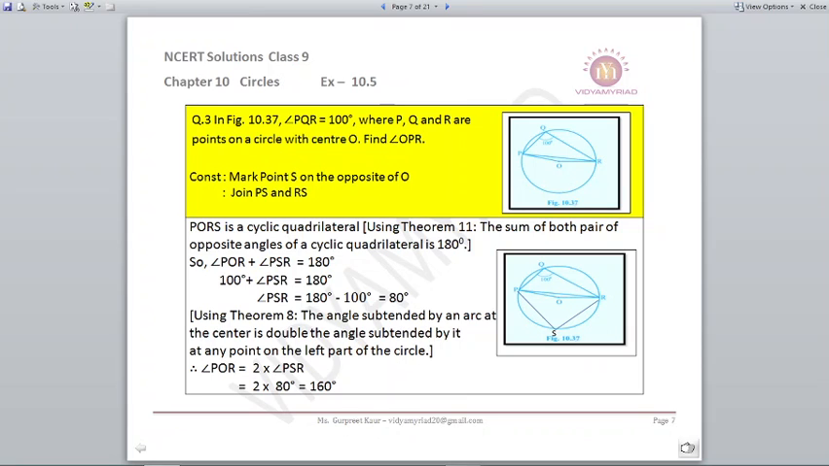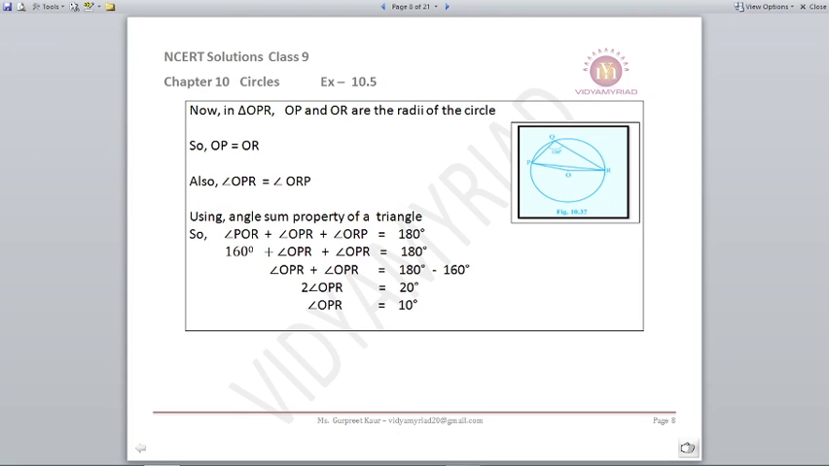Now let us take the triangle OPR. In the triangle OPR, it clearly shows that OP and OR are the radius of the circle, and they will be equal. They are equal, that means the angles formed on their sides will also be equal using the isosceles property. Using that, let us find out with the angle sum property that angle OPR plus angle ORP plus angle POR is equal to 180 degrees.